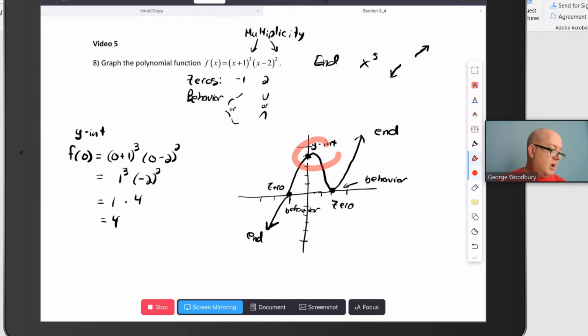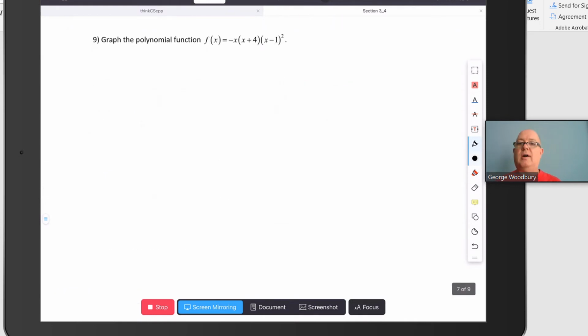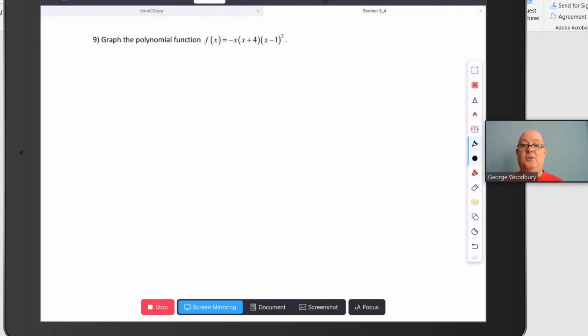All right, let's go ahead and try one more. We use the same approach. Graph the polynomial function f of x equals -x times x plus 4 times x minus 1 quantity squared. So let's start with the end behavior really quickly before the pencil goes bad. The end behavior, this behaves like -x to the fourth power, because we have x times x squared, and there's a negative out in front of that.